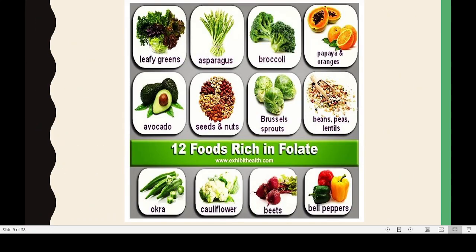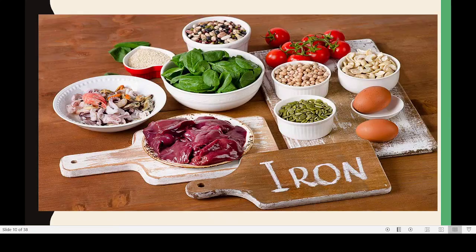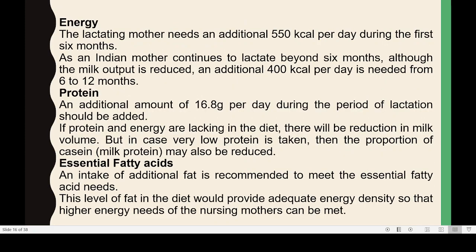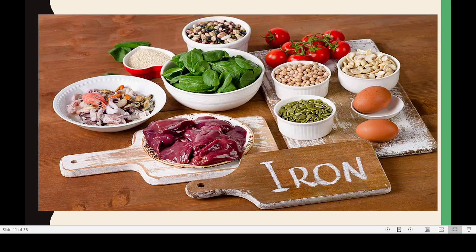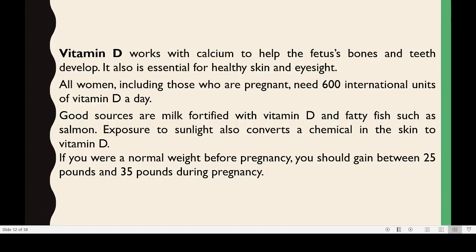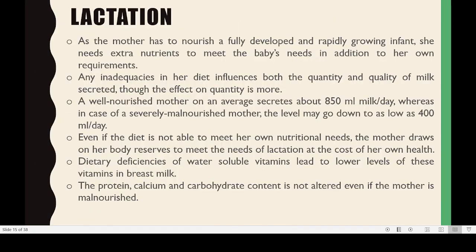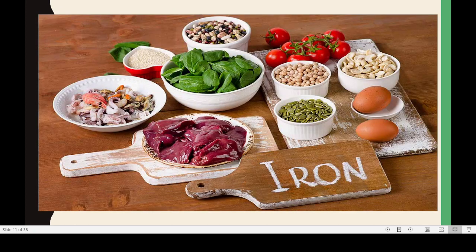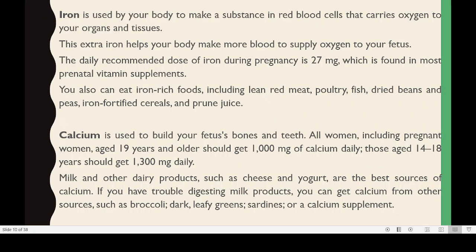Now we have two other types of minerals to discuss, and one such mineral is iron. Iron is very much needed by your body.